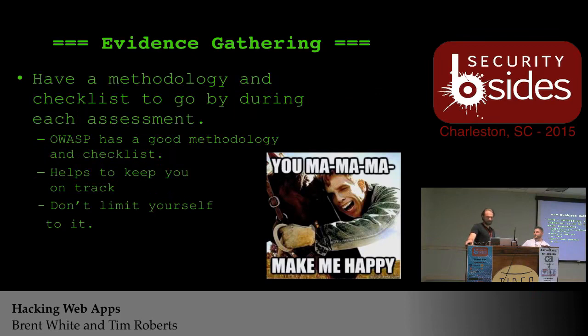Oh, go ahead, Tim. Right. Yeah, so the evidence gathering, the methodology, the checklist. If you're new to this stuff, where do I start? What do I test? There's a lot of nice checklists out there. We mentioned OWASP earlier. If you don't have a methodology that you follow within your organization, if you are a pen tester, just Google, look online. There's tons of stuff and a lot of references out there.